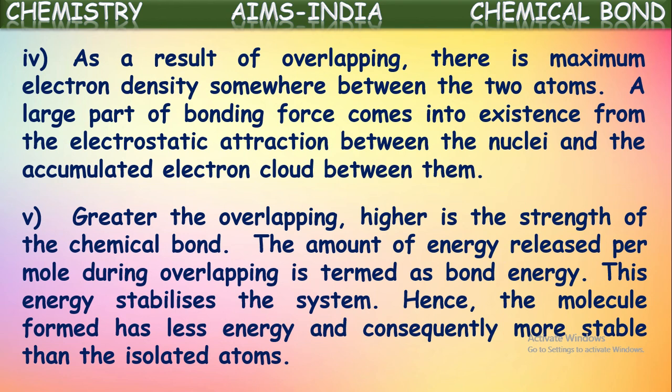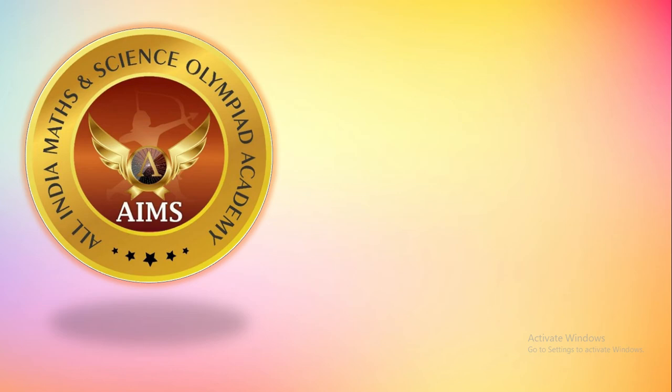Atoms have more energy. Once they form molecules they lose energy, meaning molecules have less energy. So we can say molecules are more stable than individual atoms. That's about the important points from this valence bond theory.